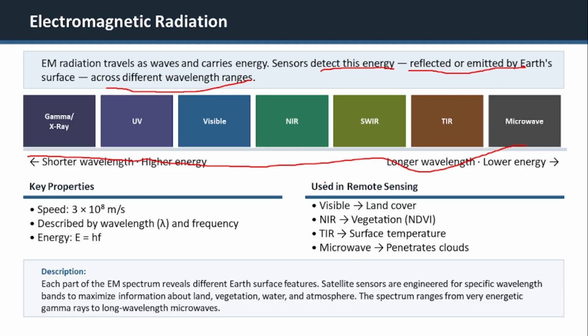Mostly remote sensing uses the visible, near infrared, thermal infrared and microwave parts of the electromagnetic spectrum. So this is basically the electromagnetic spectrum. You can see these are the different parts of the electromagnetic spectrum and each part reveals different Earth surface features. Satellite sensors are engineered for specific bands to maximize information about land, vegetation, water and atmosphere.